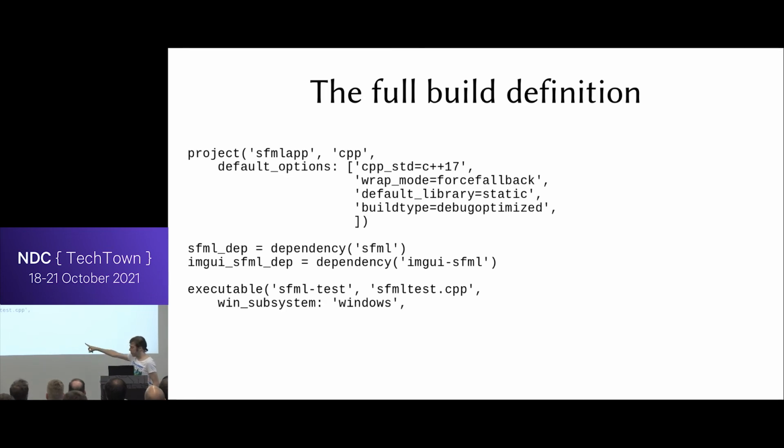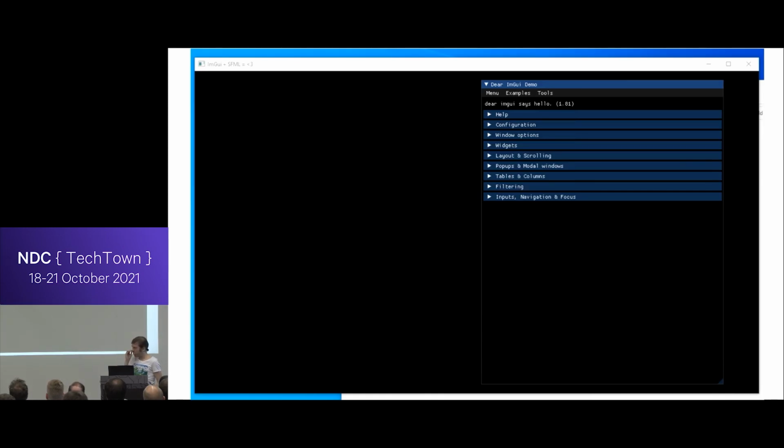And you need to specify that on Windows, it's a GUI application instead of a console application. And then you add the dependencies, which are the two. And this is it. This is all you need to write. And if you build it on Windows, so I didn't tempt the demo gods, sorry. So here's one I prepared earlier.